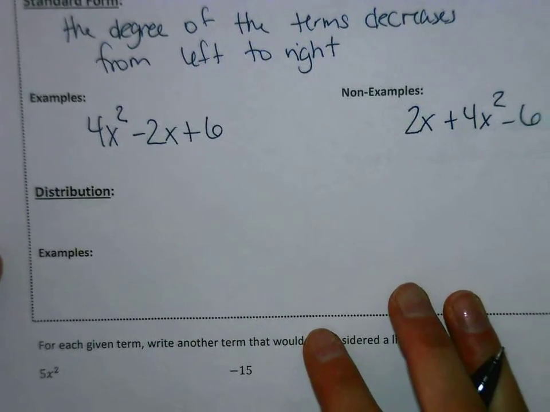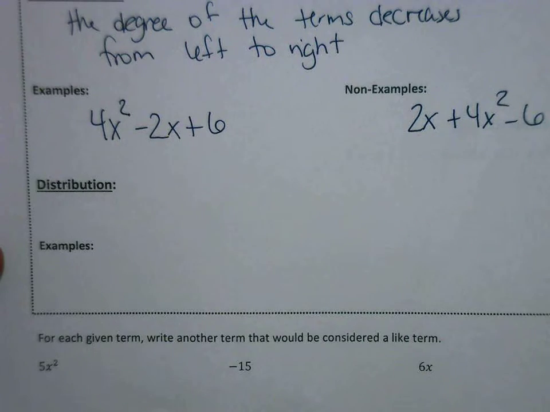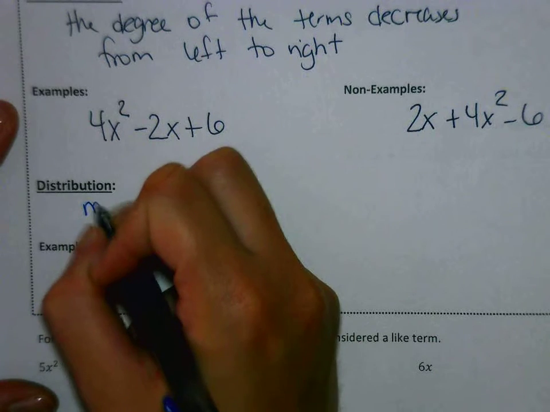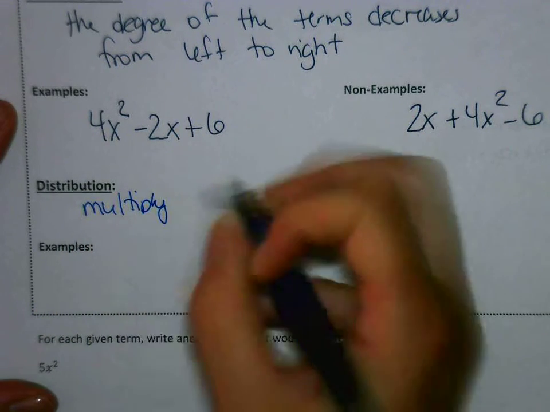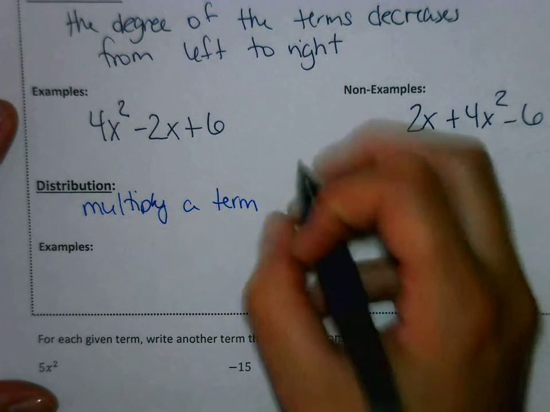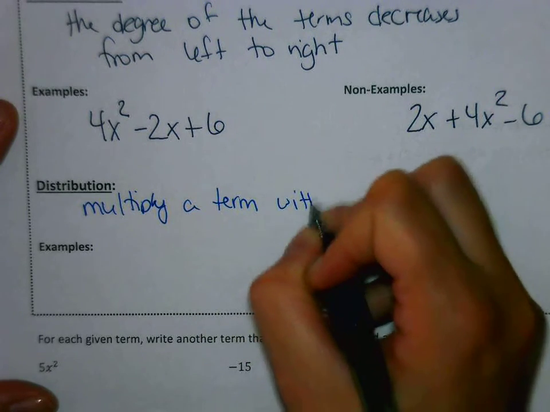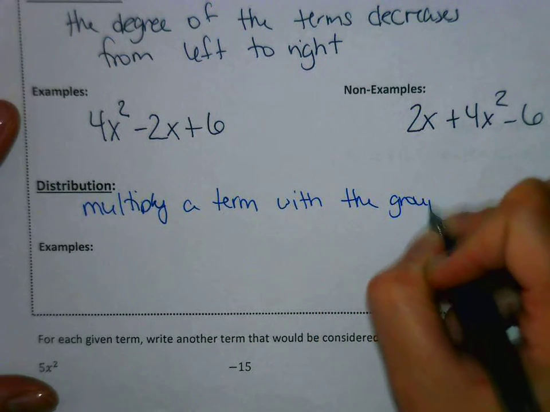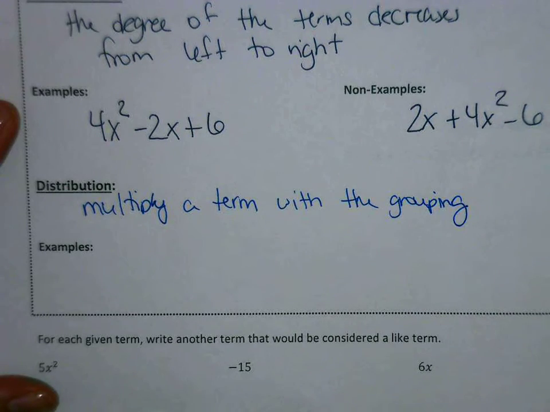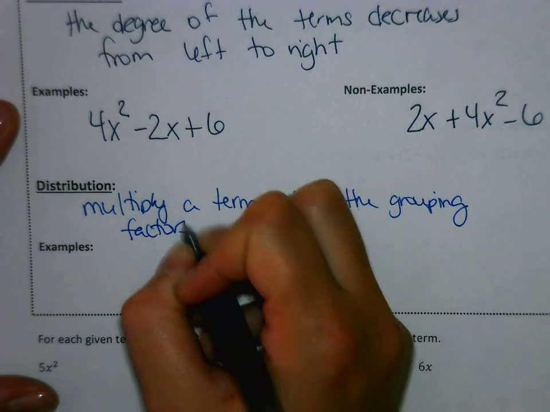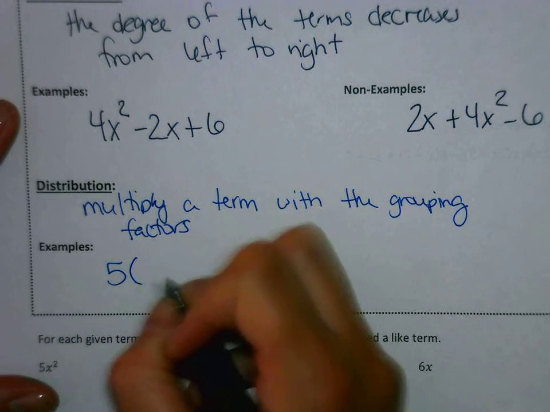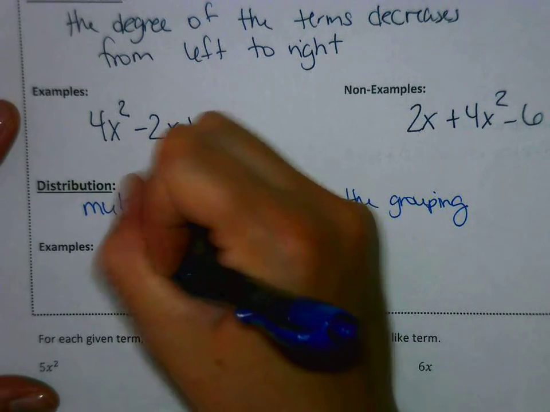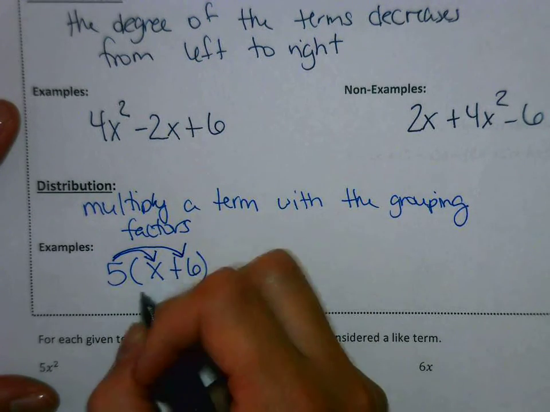Distribution is when we multiply a term with the grouping factors. So an example would be if we had 5 times x plus 6. Distributing means we're distributing that 5, we're multiplying it to our grouping. So 5 times x is 5x, 5 times 6 is 30.